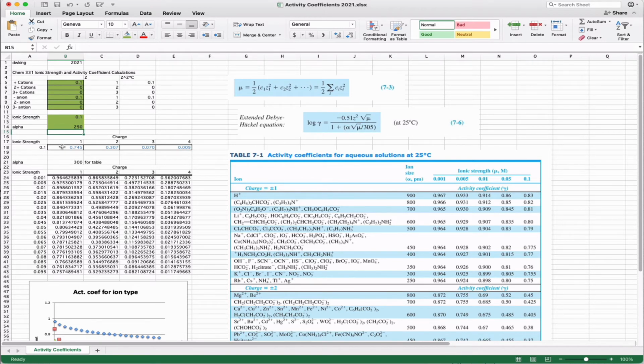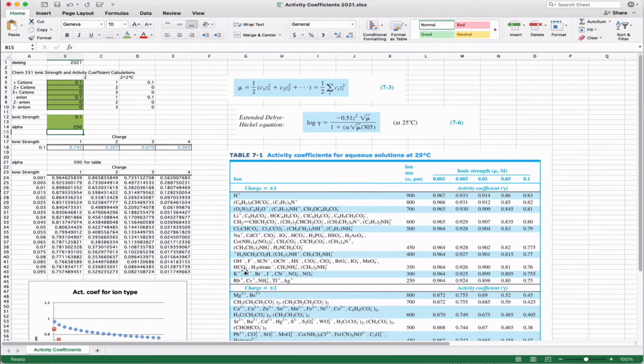So let's see what I get. So for silver, my activity coefficient is 0.75. So that means its activity is only 75% of its concentration. Now, I'd write that number down.